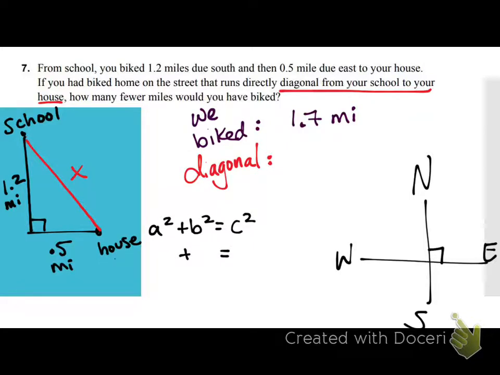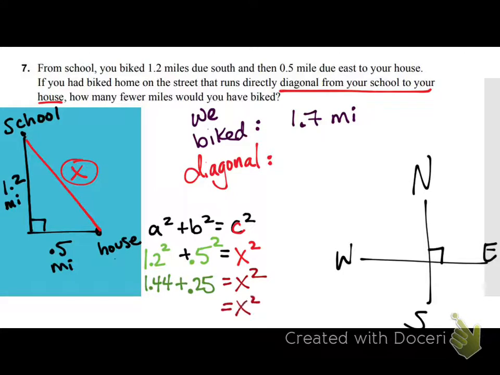All right, what are my a and b? 1.2 and 0.5. And then I don't know my hypotenuse. I don't know the diagonal. 1.2 squared is 1.44. 0.5 squared is 0.25. That equals x squared. Add them together. What's 1.44 plus 0.25? 1.69.